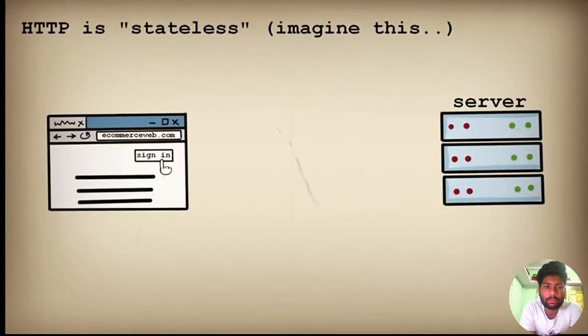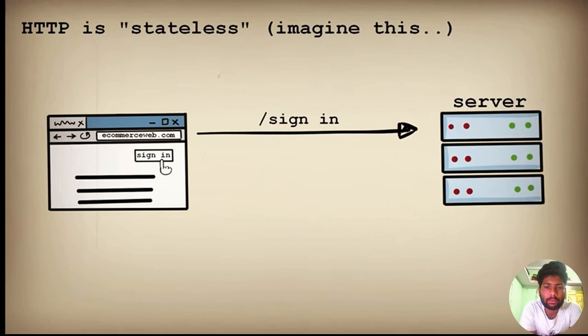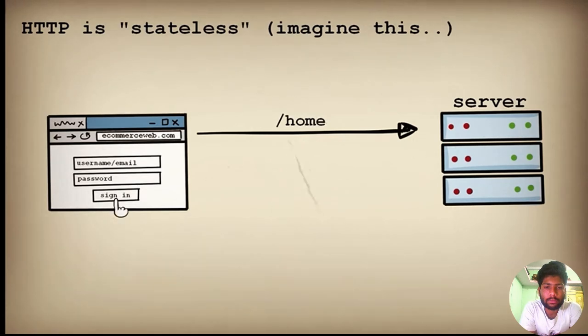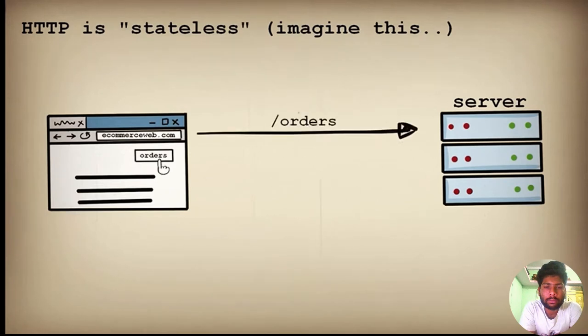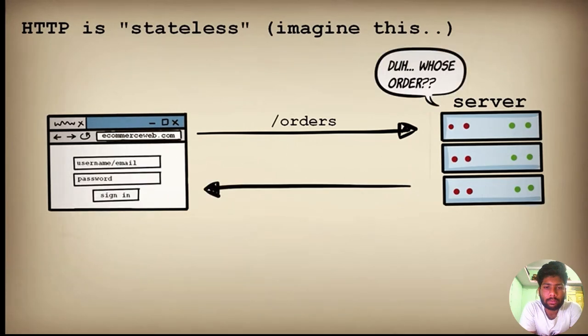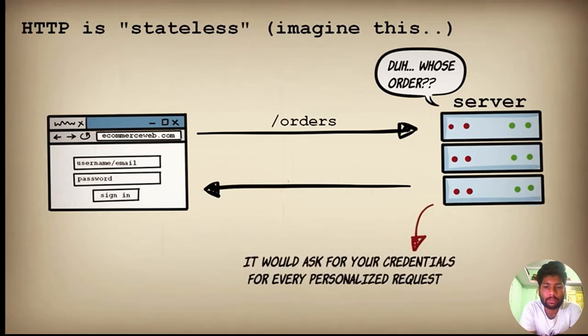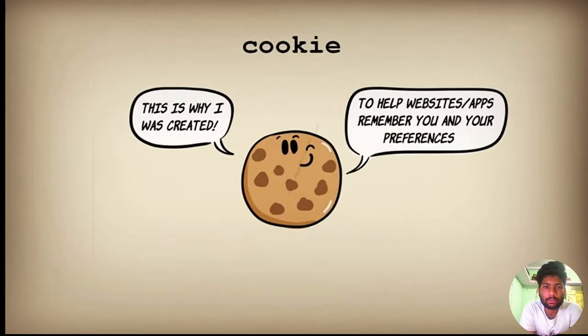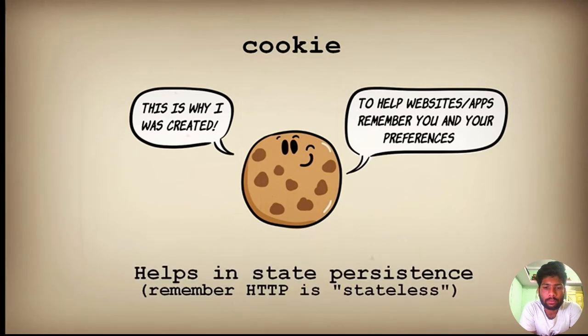So imagine this. You click sign in on, let's say, an imaginary website called ecommerceweb.com via your browser. Now, ecommerceweb.com server responds with a sign-in page. You type in your credentials and click sign in. ecommerceweb.com server responds with the home page. So you click on the orders option to check your order history, but ecommerceweb.com server responds with a sign-in page. You see, the server is unable to remember who you are. For every personalized request you make, it would ask for your credentials. So this is why cookies were created in the first place, to help websites remember you and your preferences. In technical terms, cookies help in state persistence.